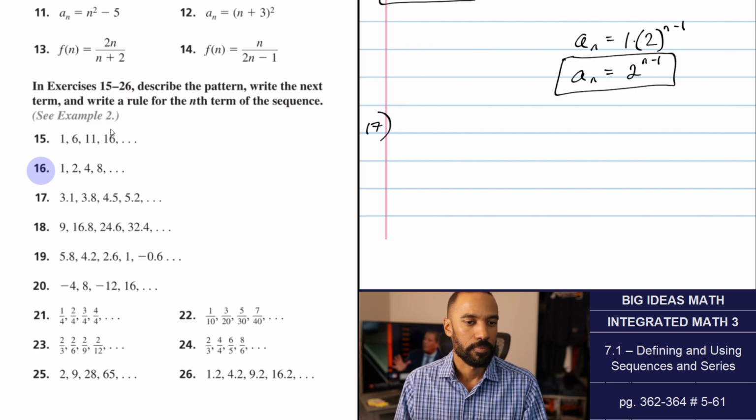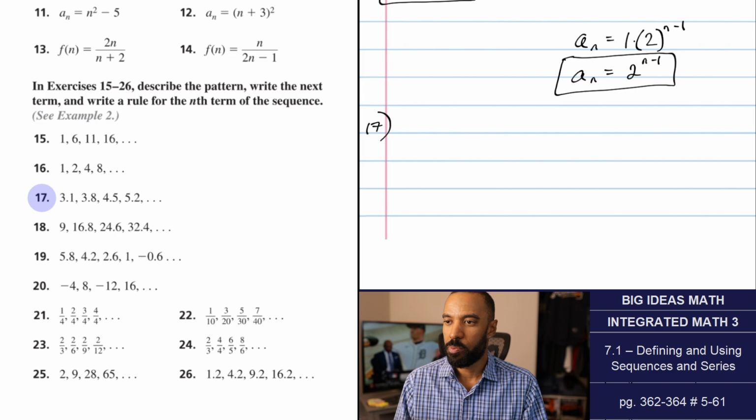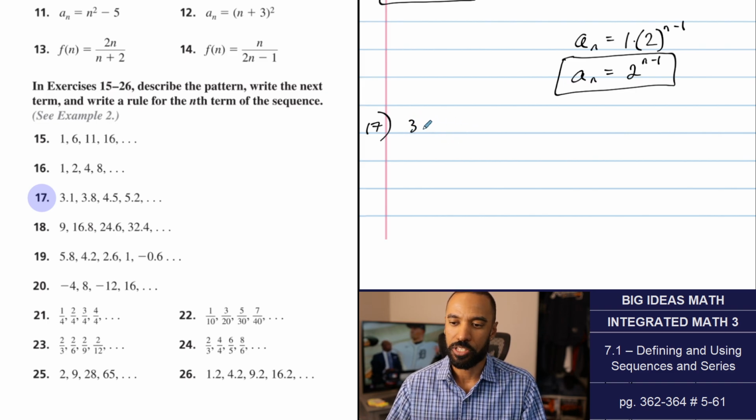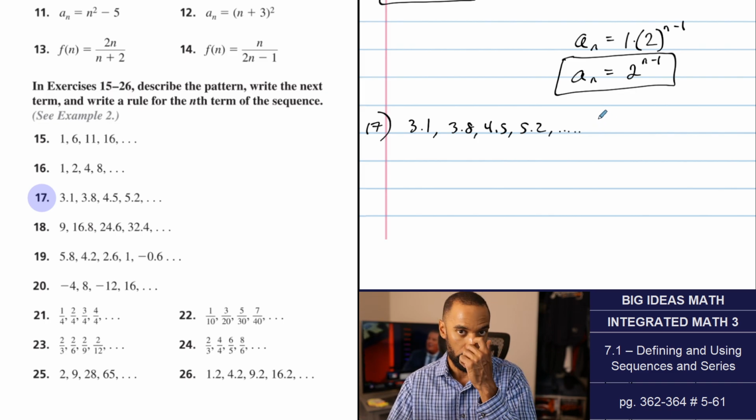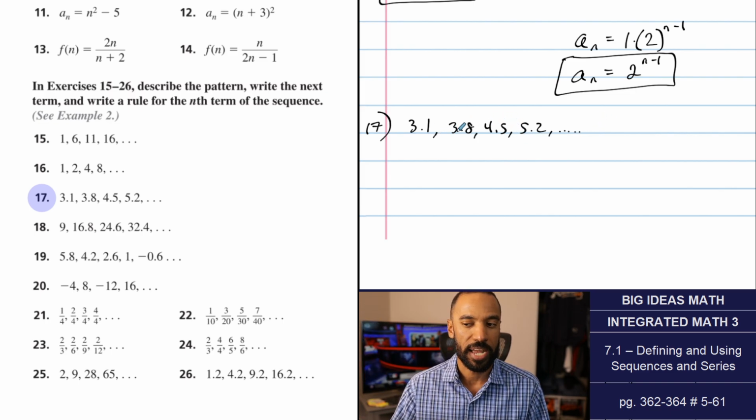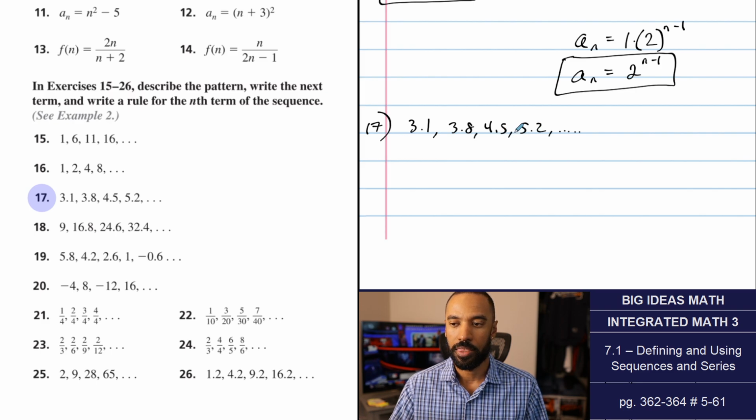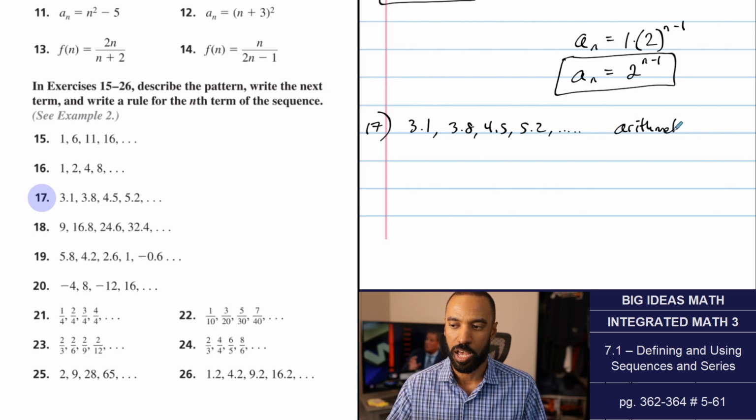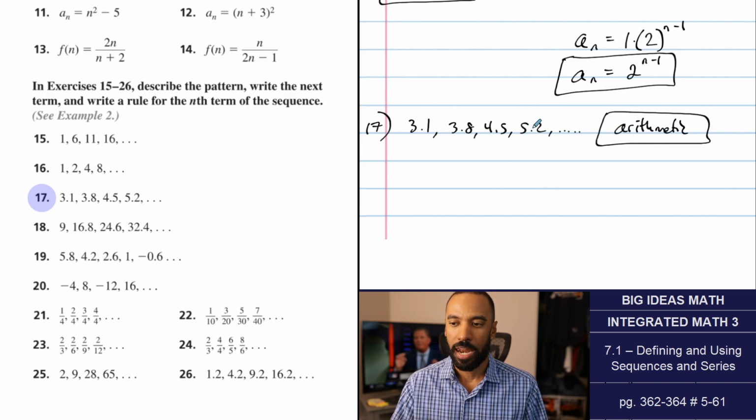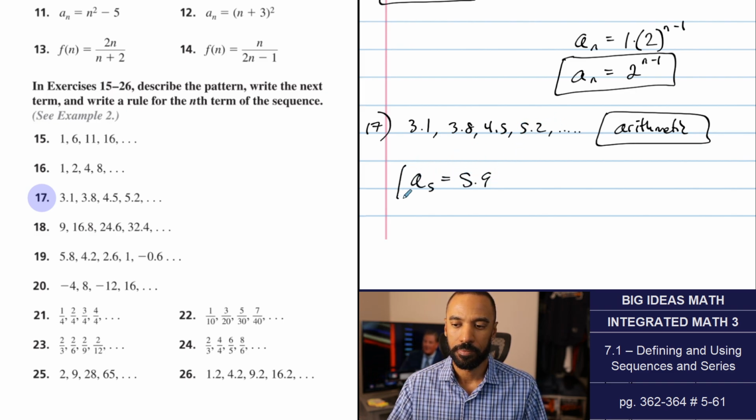Number 17. We have decimals, but that doesn't change the fact that this appears as an arithmetic sequence. It has a common difference, and if you don't know how to determine common difference or common ratio, and I'm not saying that this one's hard to do, but if one was difficult to do or you wanted to test it, subtract a number from the one before it. This minus this is 0.7, this minus this is 0.7, and this minus this is 0.7. So this is an arithmetic sequence with a common difference of 0.7. And if I add 0.7 again to get to the 5th term, I will be getting 5.9.